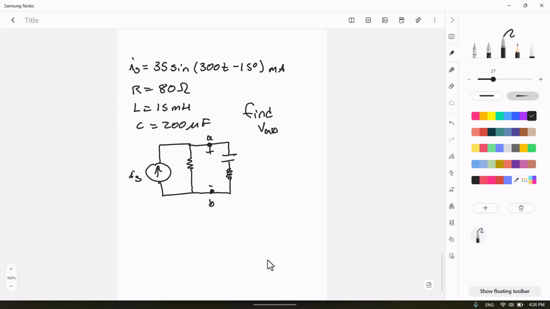Okay, so on our next problem, we're supposed to find the voltage, and we're given this circuit. We have an inductor and a resistor in series, and they're both in parallel. I'm sorry, an inductor and a capacitor in series, and they're both in parallel with the resistor. And we are supposed to find the voltage across either one of those, it doesn't matter.